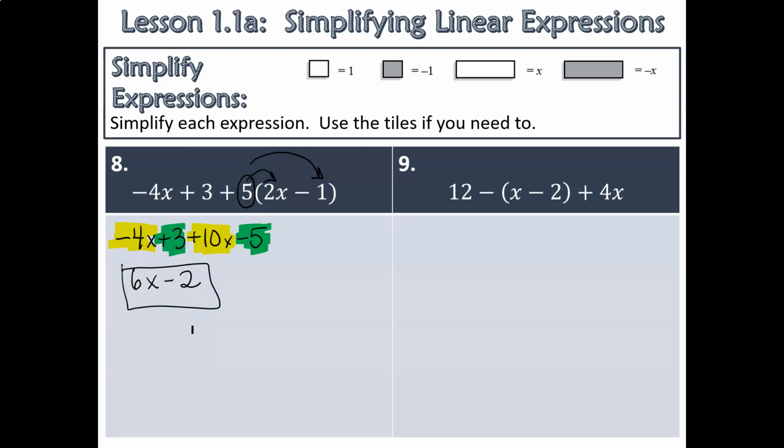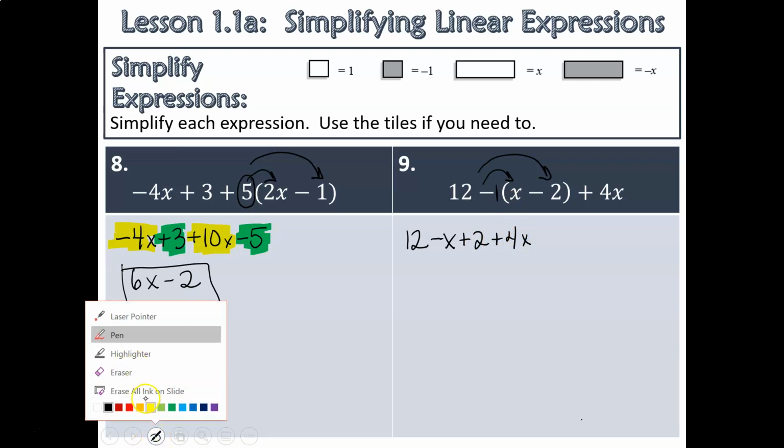Let's look at number 9. You're going to distribute that negative sign into the parentheses. So that 12 is just going to come down and stay. So this becomes a negative 1. So negative 1 times x is negative x. Negative 1 times negative 2 is positive 2. And we're going to stick that 4x back on.